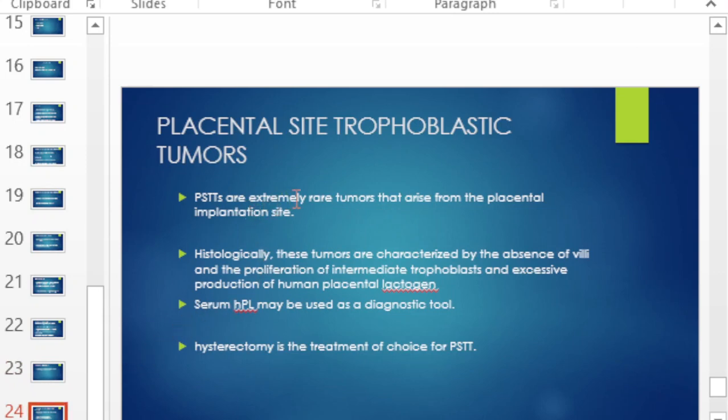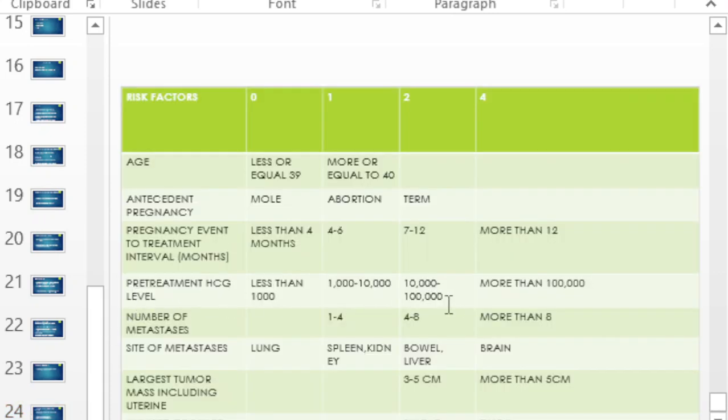Then the placental site trophoblastic tumor. These are rare. What is different about these is that they produce a lot of human placental lactogen. So in these ones, remember, it is not human chorionic gonadotropin, it's human placental lactogen. That is the one that we use for diagnosis, and the treatment for this one is hysterectomy. It is not sensitive to chemotherapy.